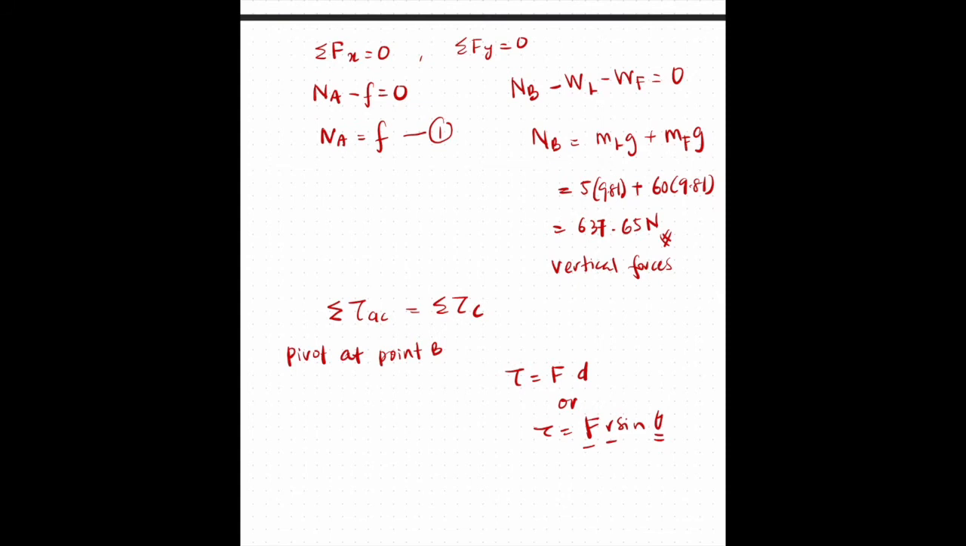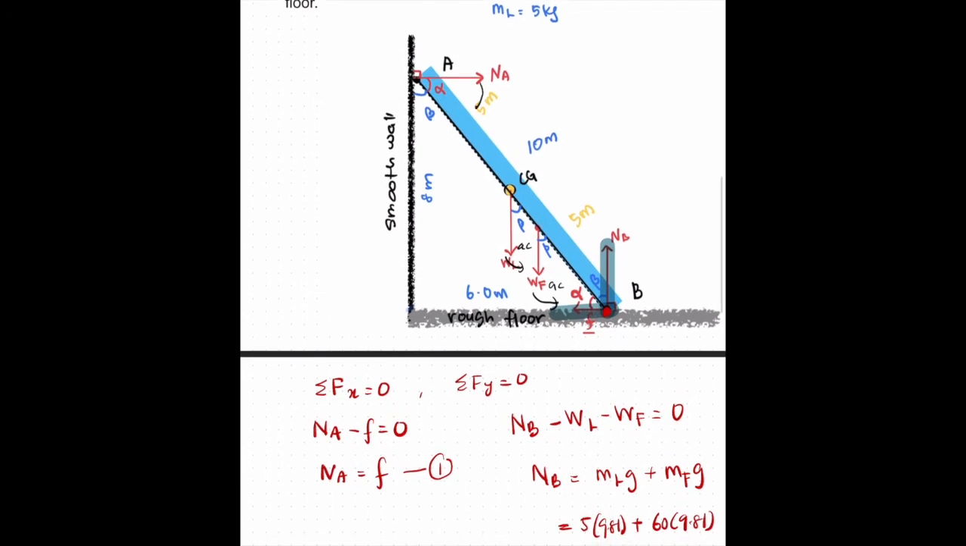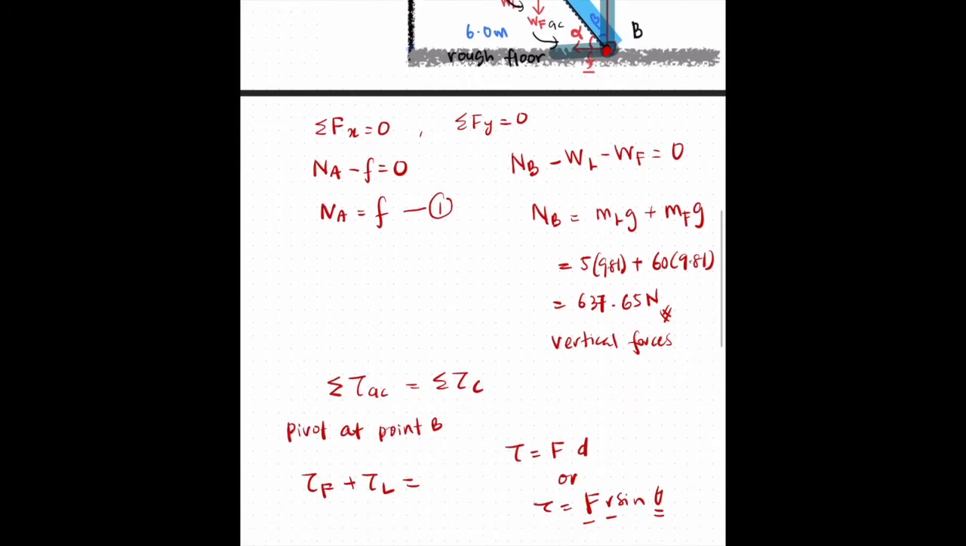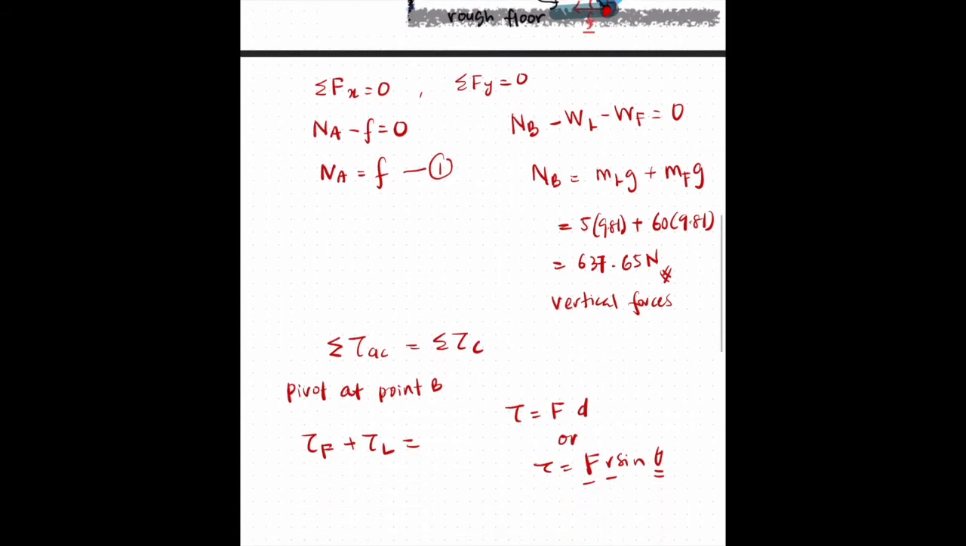We have here torque AC, we have two, which is torque of firefighter plus torque of ladder, equal to, again, it will rotate like this anti-clockwise, and this will rotate this anti-clockwise, and this torque will rotate like this, clockwise. Okay, then arrange the torque F plus torque L equal to torque NA.